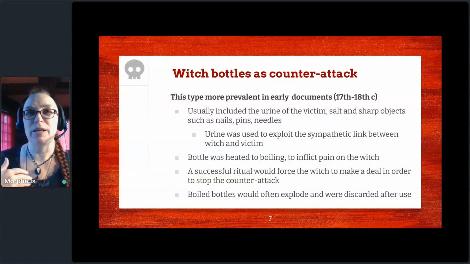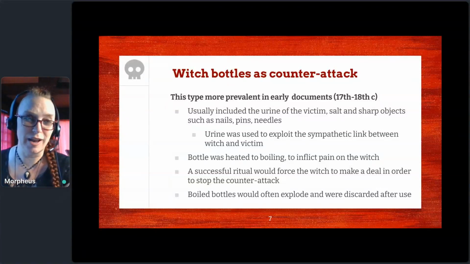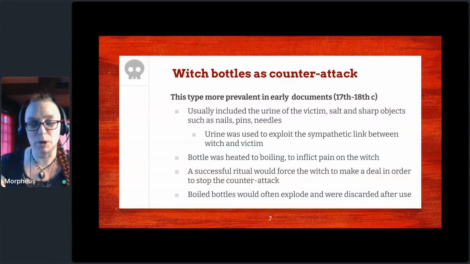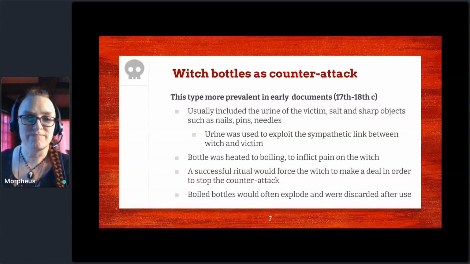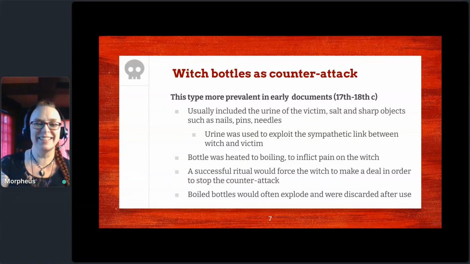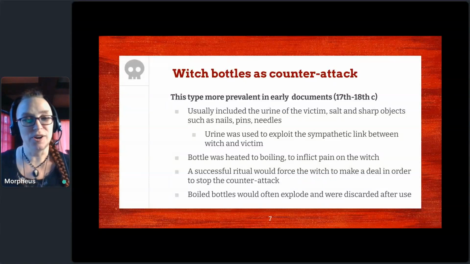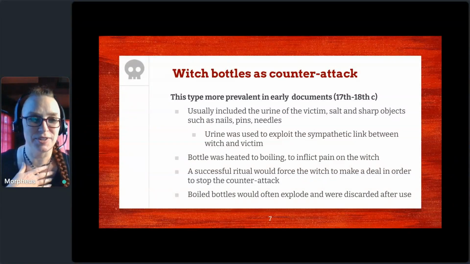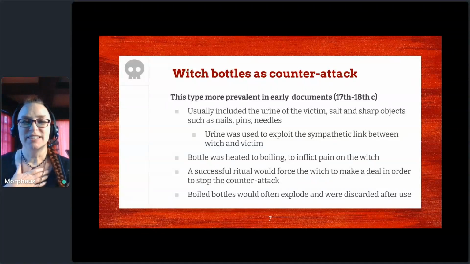And the documents talk about the person would come and knock on your door and beg to be given the bottle so that they could stop the pain, and would agree to stop their curse in order to get you to stop hurting them back.